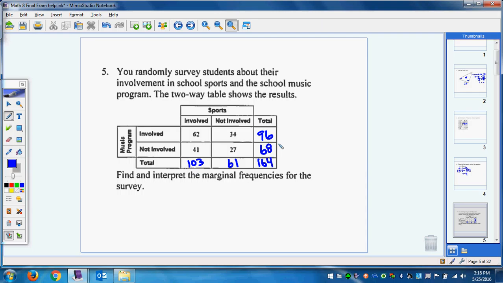So then it says interpret the marginal frequency. So what can you get out of this data? What do those numbers actually mean? And it kind of talks about this stuff on the outside. So the 164, you can talk about, okay, those are the amount of people that were actually surveyed.